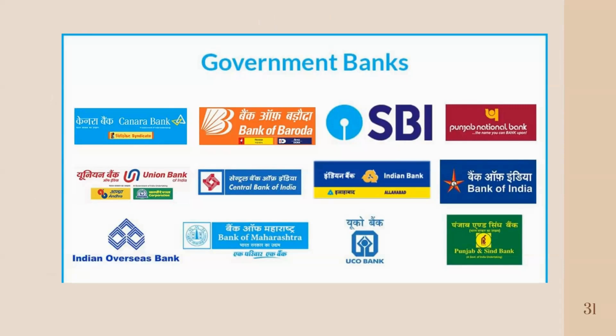This slide presents logos of major government-owned banks in India, also known as public sector banks. These include banks like the State Bank of India, Bank of Baroda, Punjab National Bank, Canara Bank, Union Bank of India, Indian Bank, UCO Bank, Bank of India, Central Bank of India, Indian Overseas Bank, Bank of Maharashtra, Punjab and Sindh Bank, and others. All these banks are either wholly or majorly owned by the Indian government, and are known for providing a wide range of banking services across the country, including in rural and underserved areas.